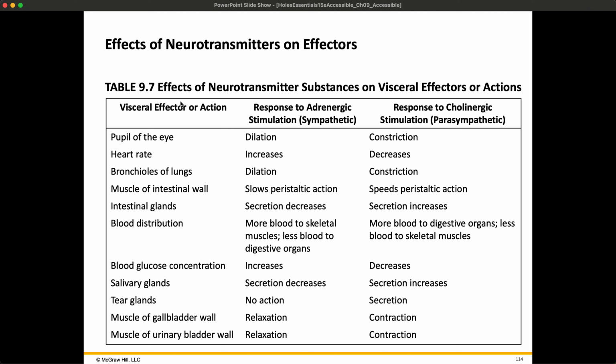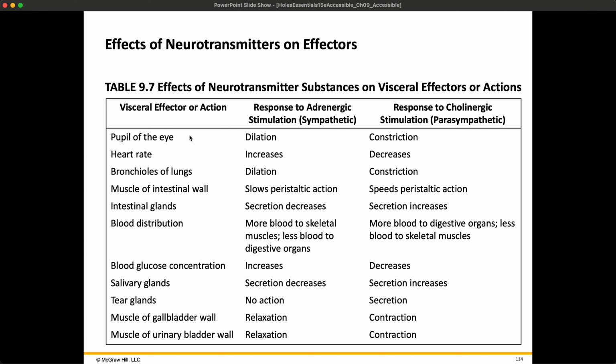Here are the effects on the visceral effectors, so pupil of the eye, heart rate, bronchioles of the lungs, in response to sympathetic or parasympathetic stimulation. You should know these. So you should know what happens when the muscle of the intestinal wall gets sympathetic stimulation. It's going to slow the peristaltic action. So sympathetic stimulation is going to slow the digestive system, whereas parasympathetic is going to increase the digestive system.